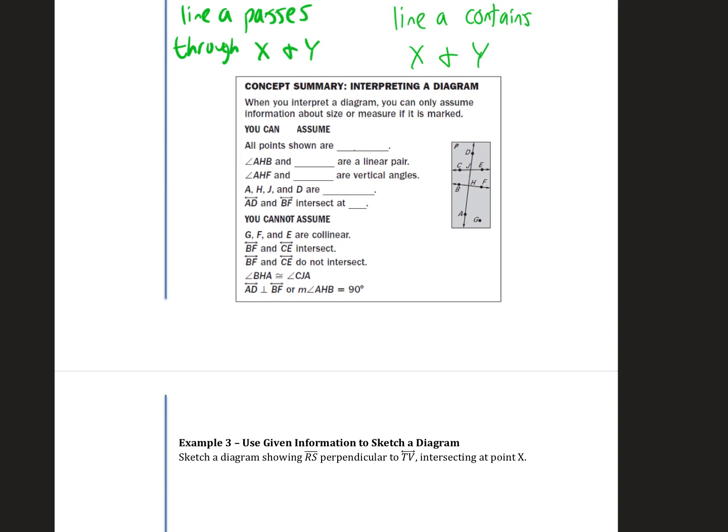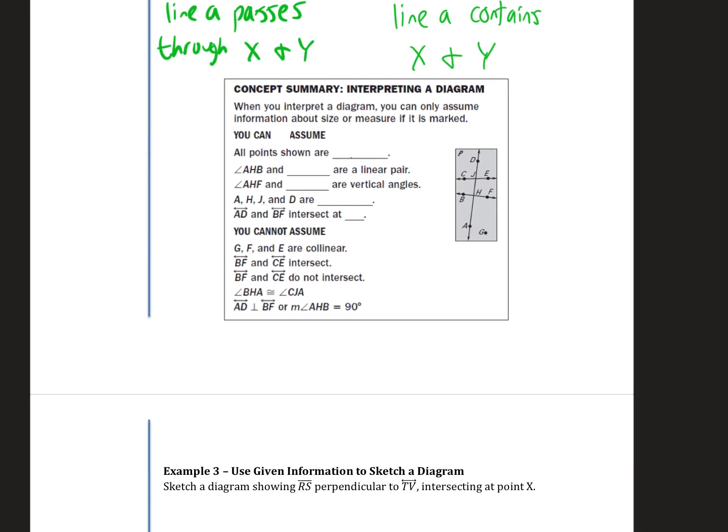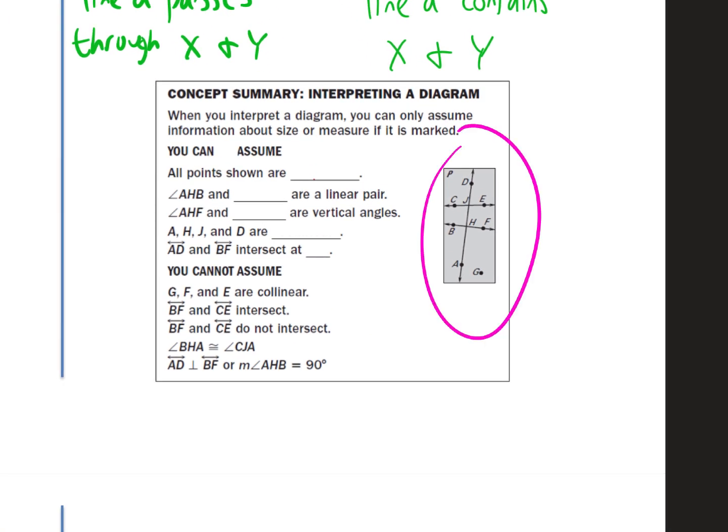Okay, let's keep moving here. So content summary, interpreting a diagram. These are kind of important here to be able to tell. You need certain notation or things that are in the diagram in order to be able to prove some things, okay? So what can we assume from this diagram here? We have this diagram over to the right over here. So what can we assume?